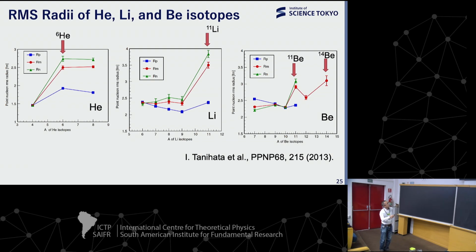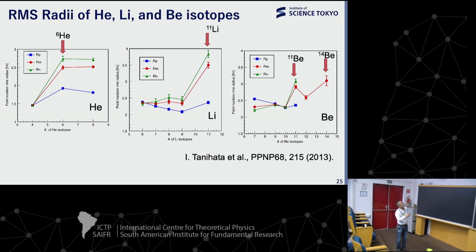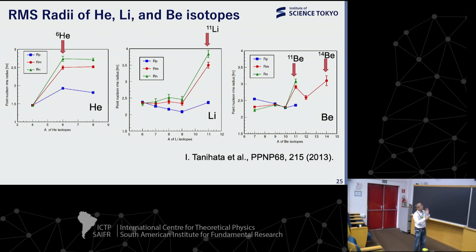So this is the matter radius. The matter radius is here, this one, okay? Coming from the interaction cross-section or reaction cross-section measurement. And the charge radius for helium is extracted like this, for helium-6 and helium-8, from the isotope shift. And then you can extract the neutron distribution, the neutron RMS radius, like this. Sorry, this green one, yes.